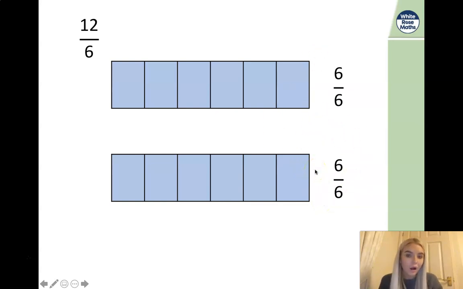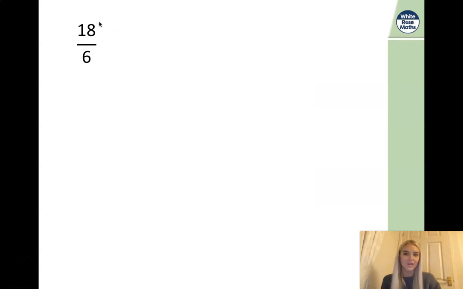And how many wholes have I made? That's right, I've made 2 wholes. So 12 sixths is the same as 2 wholes. But do you notice, what is 6 multiplied by what gives us 12? Have a think, because that's what we're going to use later on in the lesson.